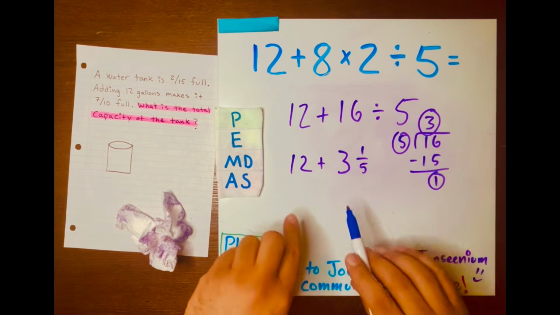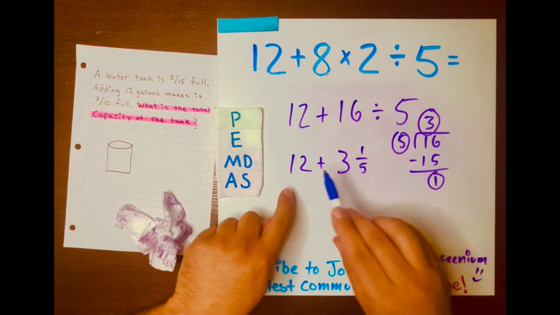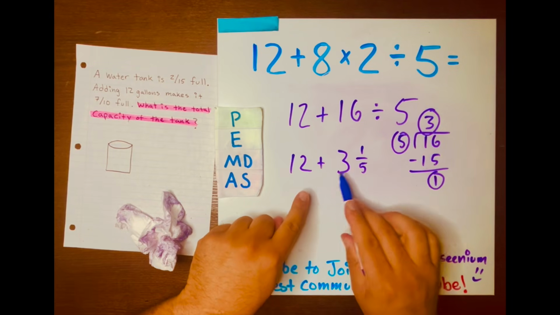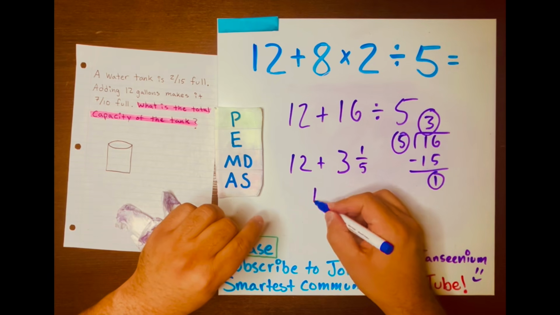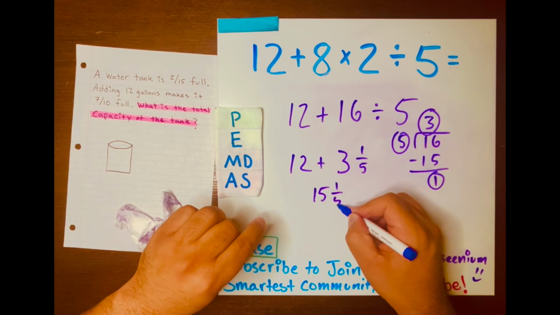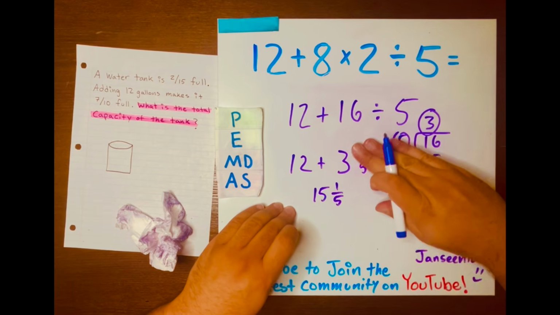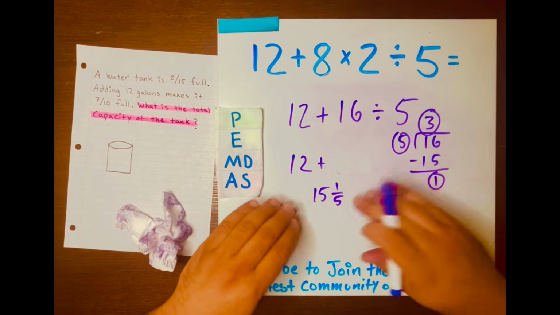So now let's figure out the answer here. So 12 plus 3, you just add those two. So 12 plus 3 is 15, and then you keep the 1 over 5. And if you want a mixed number, well, this is a mixed number answer.